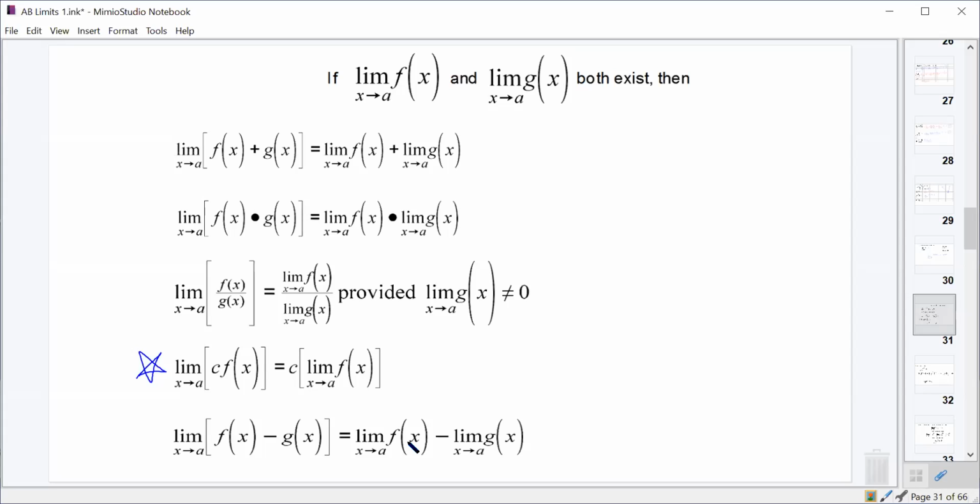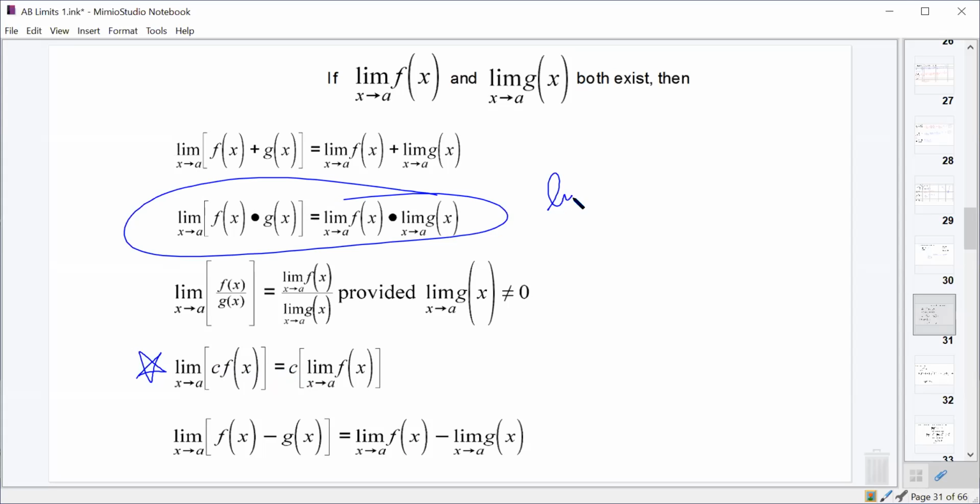All right. Last one then, which pops up fairly often and is really convenient for some things that we're going to do, is that if I have a constant times a function inside of a limit, I can take that constant out and put it in front. And the reason that this is allowed is this other rule right up here.